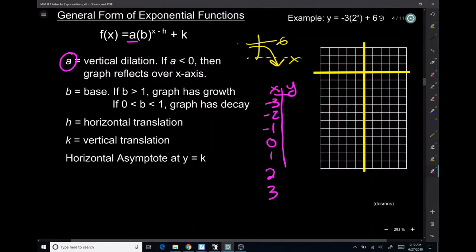If I plug in 0, 2 to the 0 is 1, times negative 3 is negative 3 plus 6 is 3, so I have the point 0, 3. I'm going to count by 2s, so I should probably label that. This would be 2, 4, 6, negative 2, so I'm going to go negative 4, negative 6, negative 8, negative 10, negative 12, negative 14, negative 16, negative 18, negative 20, negative 24.